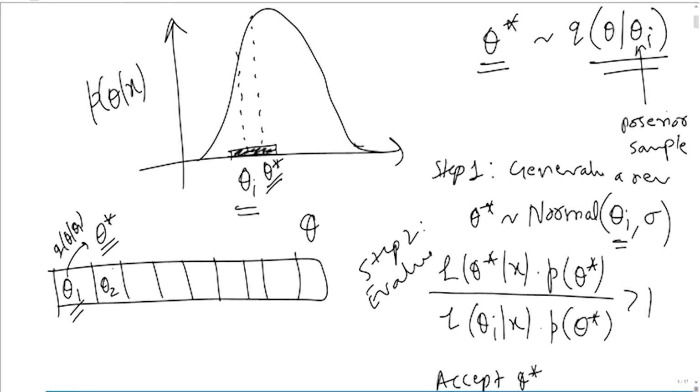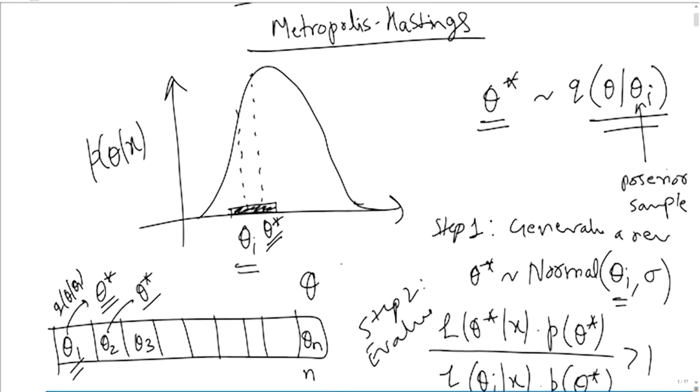But that's the basic idea. Then once you have collected theta 2, you generate another proposal theta star, and you accept theta star if its posterior density is higher than theta 2, or, let's say, probabilistically if its posterior density is lower than theta 2. That becomes theta 3 if you accept it. If you don't accept it, you again draw a proposal based on theta 2. That keeps going until you have collected, let's say, n samples. This is the idea behind Markov chain Monte Carlo.